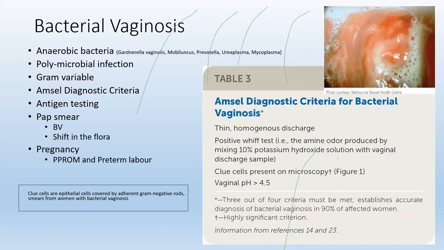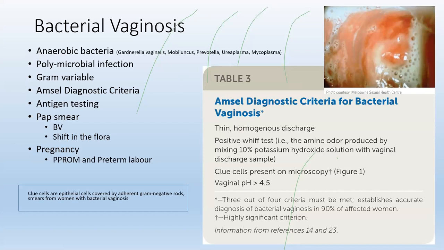All right, sometimes what I do is I do a pap smear instead. I can know whether the cervix is normal. Sometimes the pap smear does tell me there's a shift of flora, which is suggestive of bacterial vaginosis. And with this bacterial vaginosis, there's an increased risk of PPROM, also preterm labor. A clue cell is actually an epithelial cell covered by gram-negative rods.